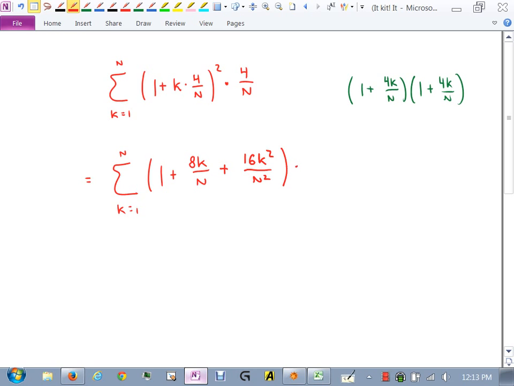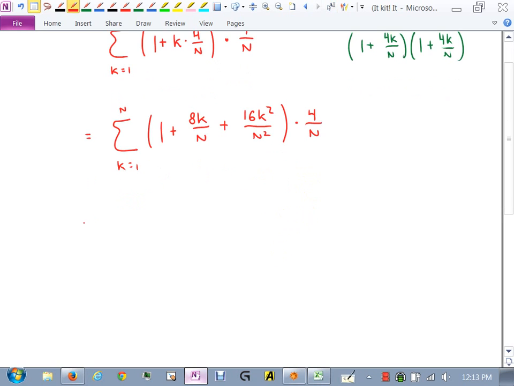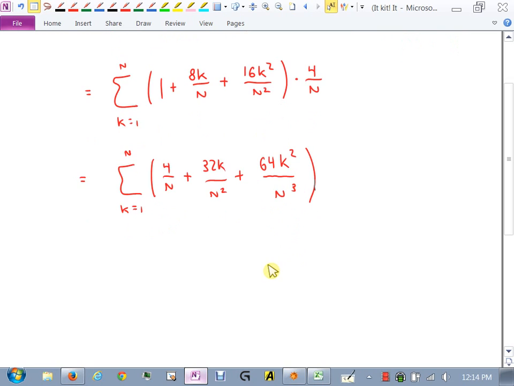Now, sitting outside next to all this is what? 4 over n. Can I now push the 4 over n into this parenthesis? Yes. So I'll do that on the next line. Sum k equals 1 to n of 4 over n plus what? 32k over n squared plus 64k squared over n cubed. All right. We are very close.